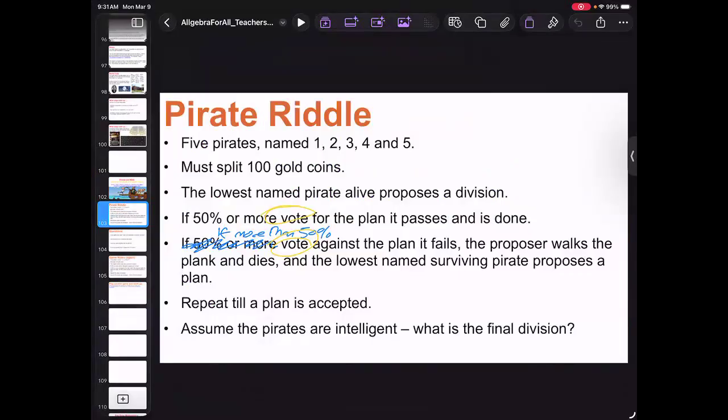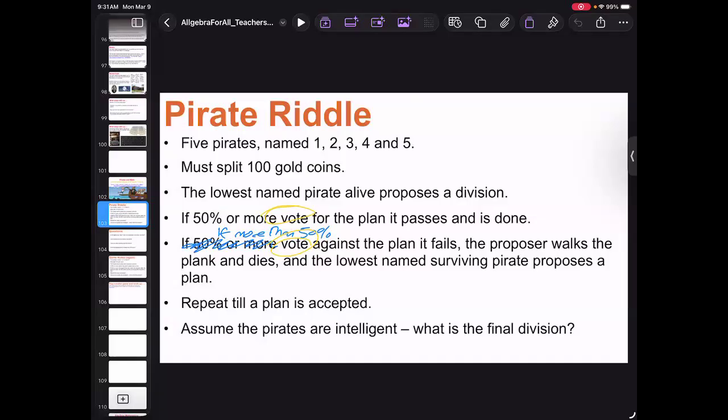Okay. So the way it works is, as we said last time, we have 5 pirates with the boring names of 1, 2, 3, 4, 5. The lowest named pirate always has to propose a way to divide the 100 gold coins. If a majority or more vote for it, so 50% or more, then the plan passes and they divide the money and the game is over. If, however, they can't get at least 50% in favor, then that pirate who proposed is killed, and the next lowest named pirate now makes a proposal. You repeat until a plan is accepted. We will assume the pirates are intelligent.